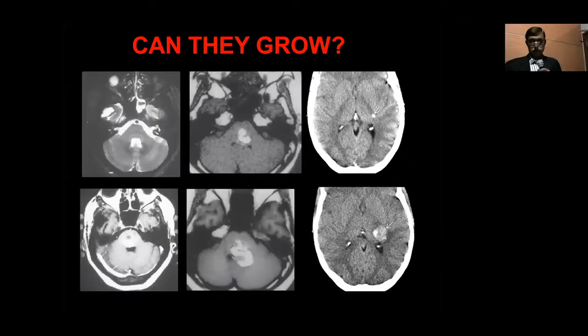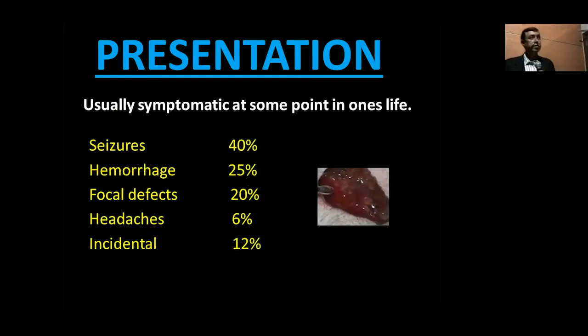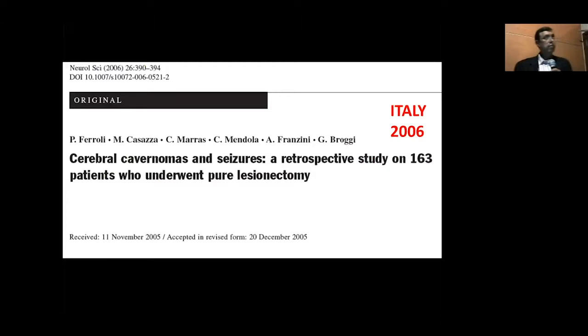How do they present? So usually they are symptomatic at some point in one's life. But autopsy studies have shown many people who died of other causes were found to have cavernoma. So you may live your life with a cavernoma without it causing symptoms, or it can give you symptoms at some point in your life. The commonest symptoms are seizures, and that's very important in children, or hemorrhage. Of course, you can have headaches, or it can be an incidental finding. This paper is important, the importance of seizures in cavernomas, especially in children. So sometimes you do your surgery to alleviate the seizures.